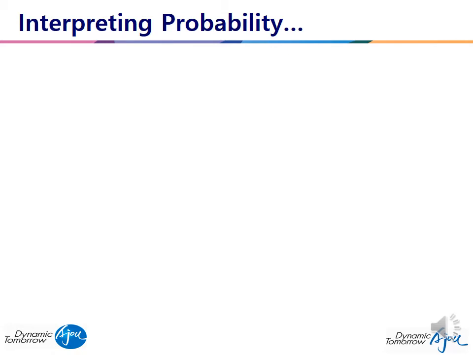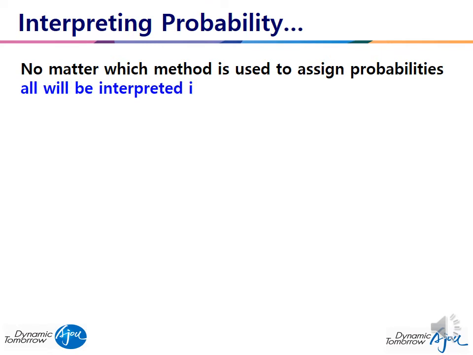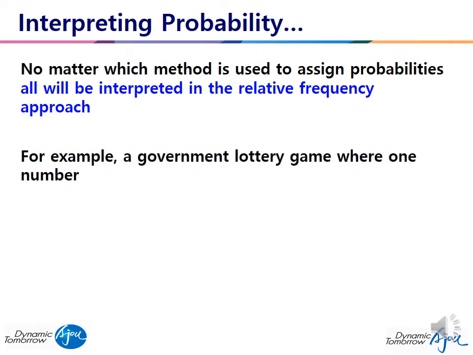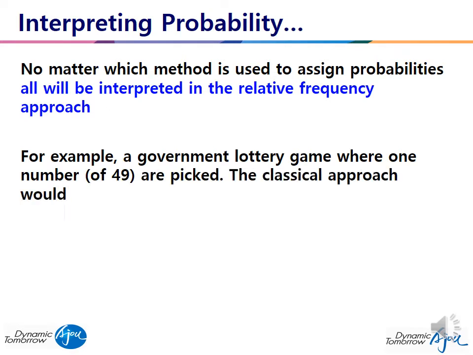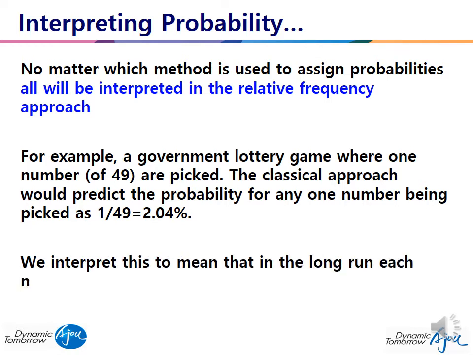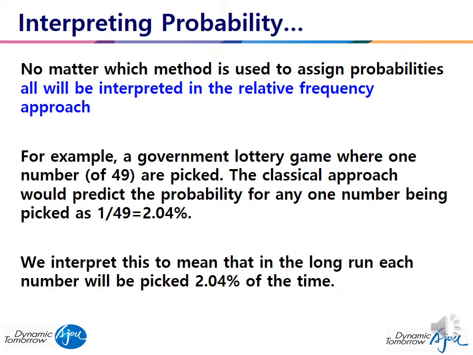Now let's talk about how to interpret probability. No matter which method is used to assign probability, all will be interpreted in the relative frequency approach. That's why the relative frequency approach is important, because no matter which method is used, we can interpret probability in terms of a relative frequency approach. For example, a government lottery game where one number out of 49 is picked. The classical approach would predict probability for any one number being picked as 1 over 49. It is 2.04%. We interpret this to mean that in the long run, each number will be picked 2.04% of the time.